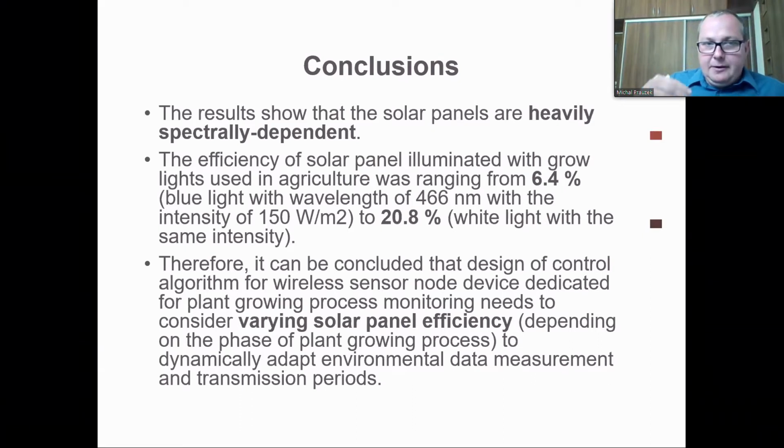As I said, the total efficiency in the blue is 6.4, and to the white it is about 20.8. So we have around 1/3 of the total output power if we are using the blue light. So for our output, we need to consider the varying solar panel efficiency.